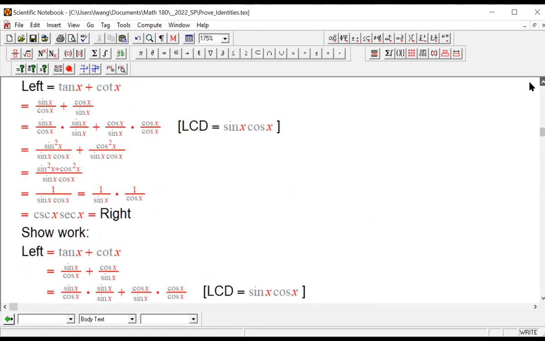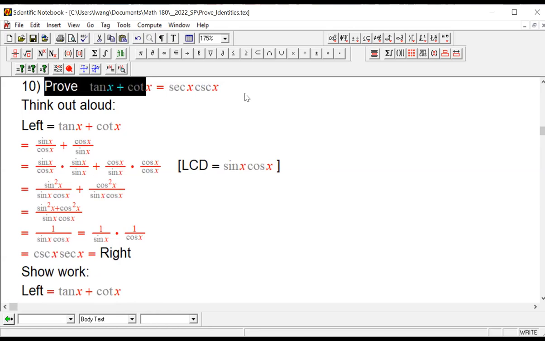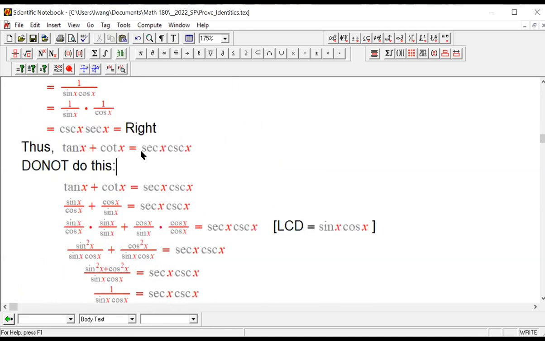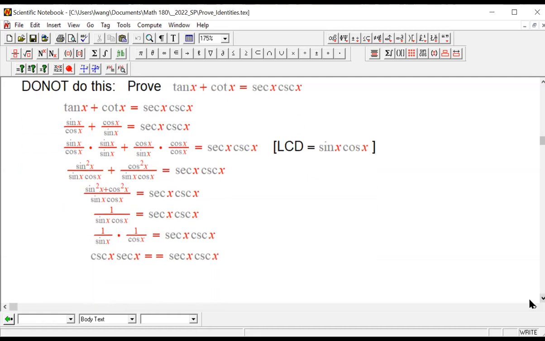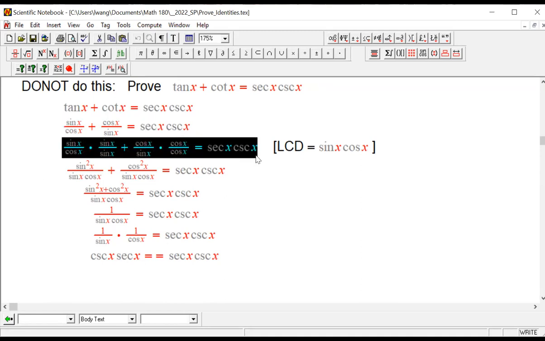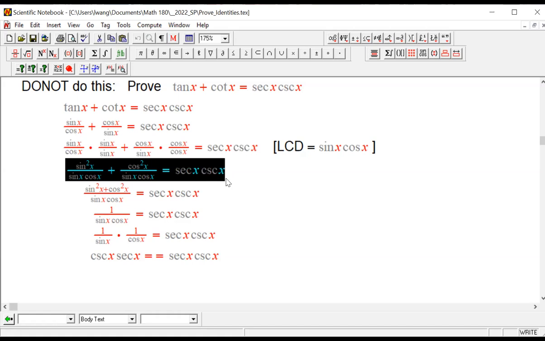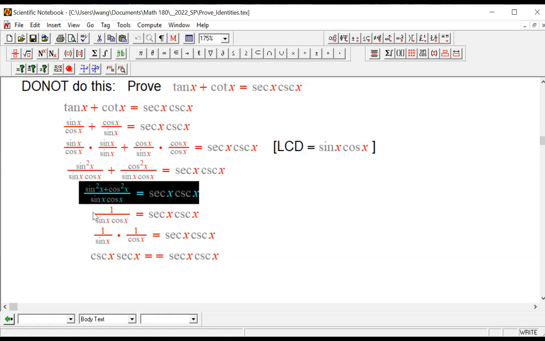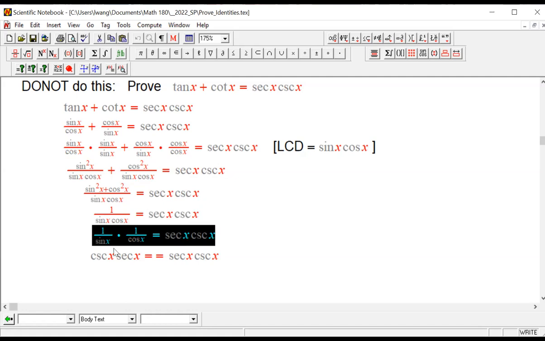You're asked to prove. We are asked to prove that this is true. And then you tell the reader this is true. And then this is true. And then this is true. Then this is true. And then this is true. And this is true.